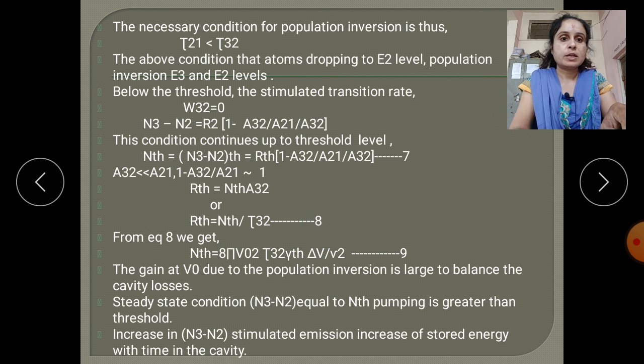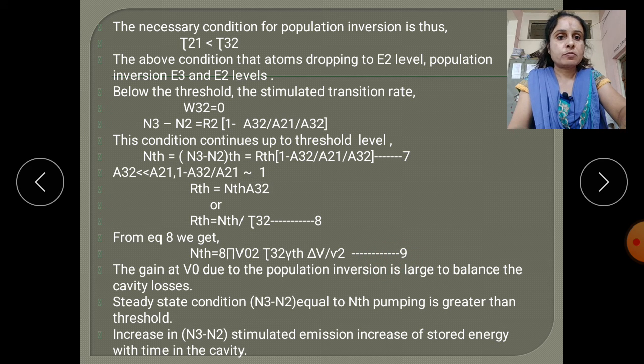So, in this expression we get the equation derived for the threshold level conditions that will occur, in which stimulated and spontaneous emissions take place in that four level laser scheme. So, from equation 8 we can represent that NTH is equal to 8 pi V0 square time period 32 gamma TH del V upon mu square. So, that will be equation number 9.